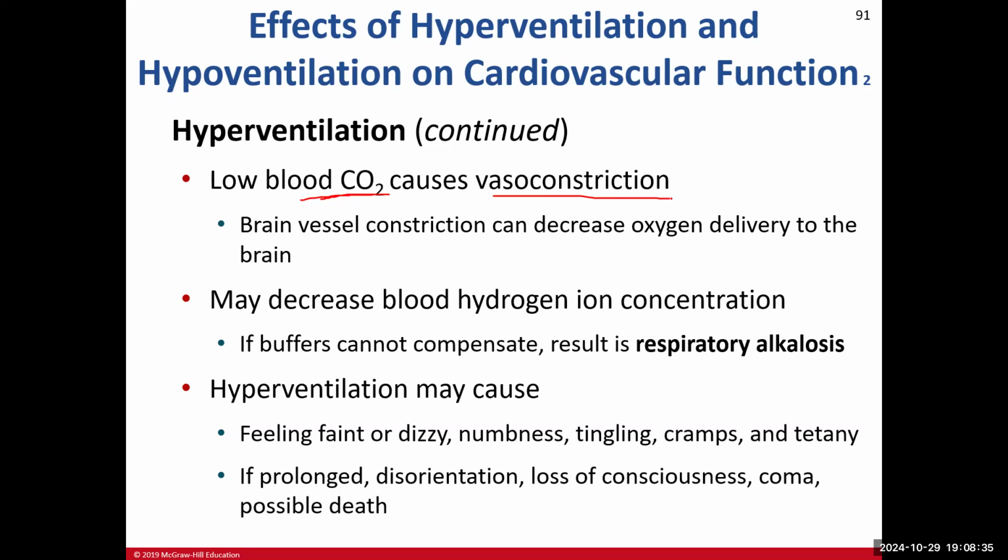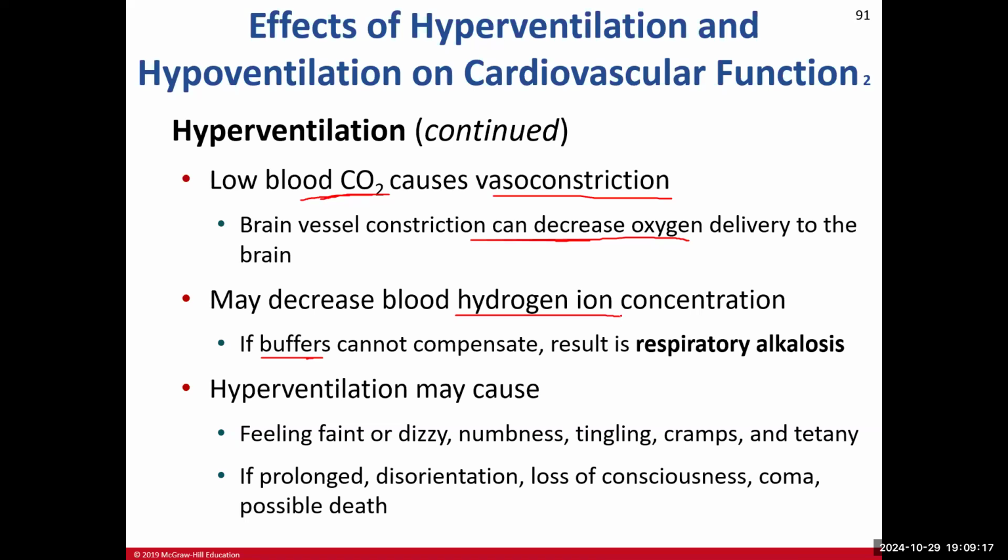So low blood carbon dioxide is going to cause vasoconstriction. And as you know, that vasoconstriction is going to increase the resistance and decrease blood flow. So therefore, we're going to see less oxygen being delivered to the brain. So your brain is going to want to respond by increasing blood flow there, okay? So in this case, and we haven't really talked about the buffers here, but what we can see is we're going to see an increase in blood hydrogen ion concentration.